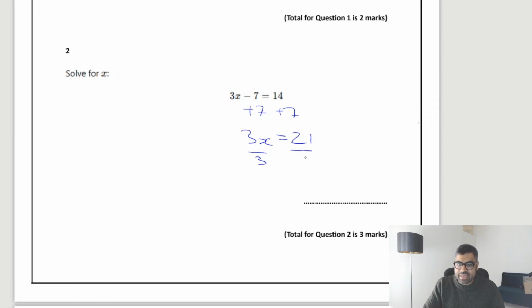So that gives us x on the left hand side. On the right hand side we have 21 divided by 3, and that gives us a value of x, which is 7. That is probably the easiest 3 marks you'll ever get in your life. And let's move on to question 3.